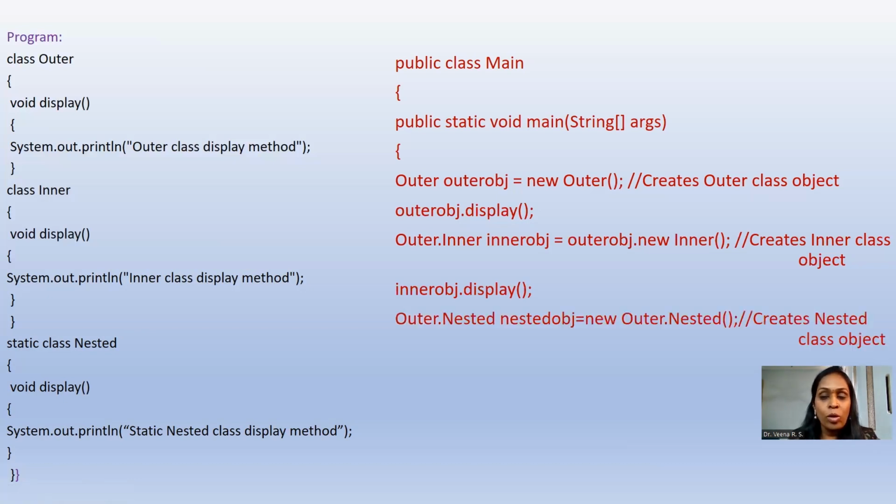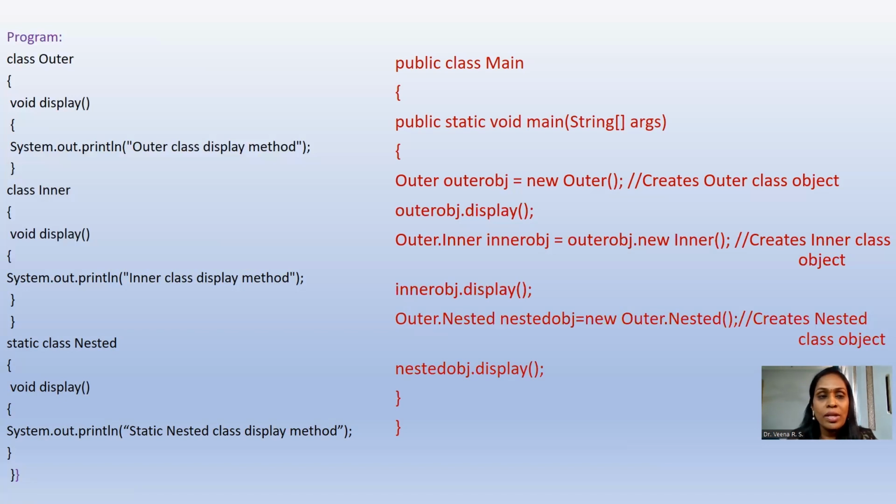Then we are creating an object of the nested class. How do you create an object of a nested class? Outer class name dot static nested class name, then the static nested object, equal to new OuterClassName.NestedClassName. And we are calling the display method for the nested object also. And the closing of the class is also written.